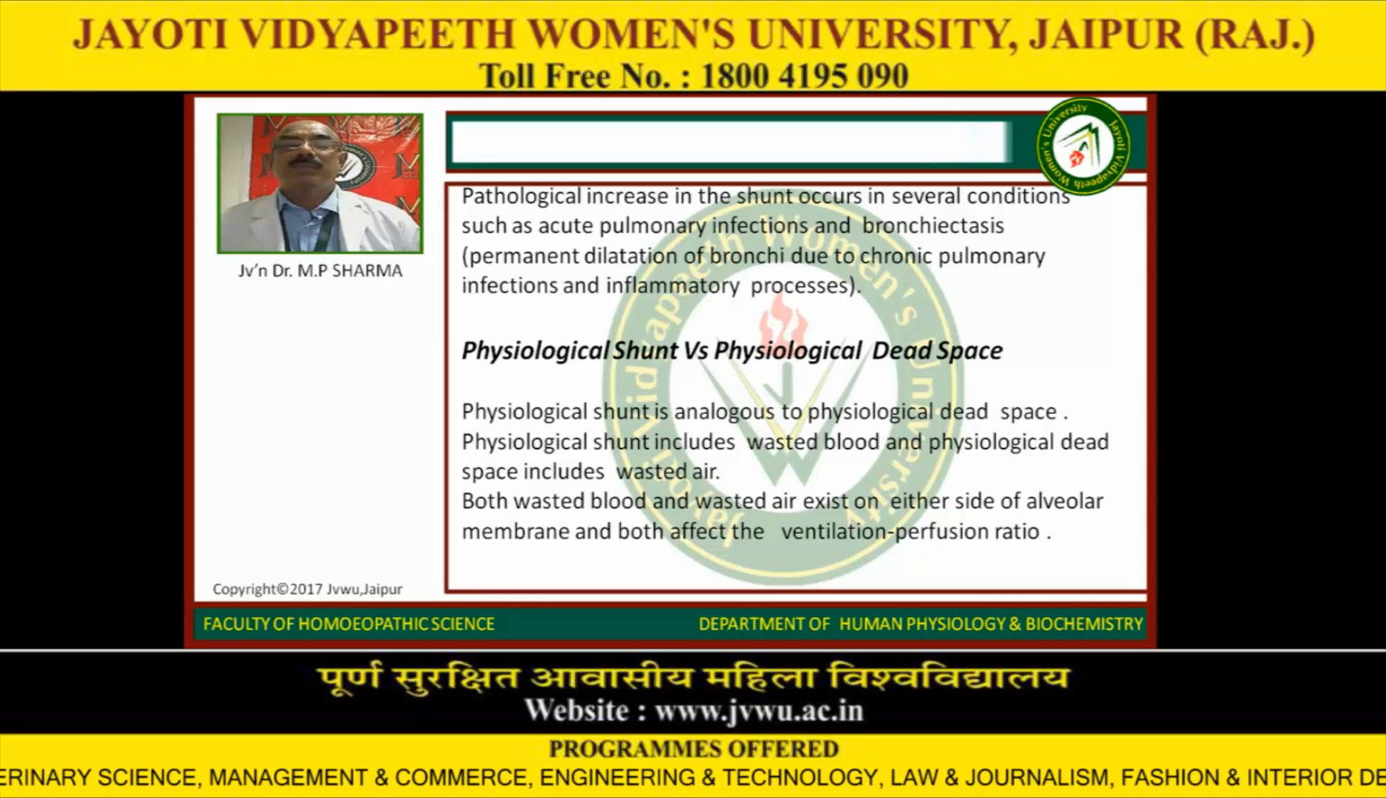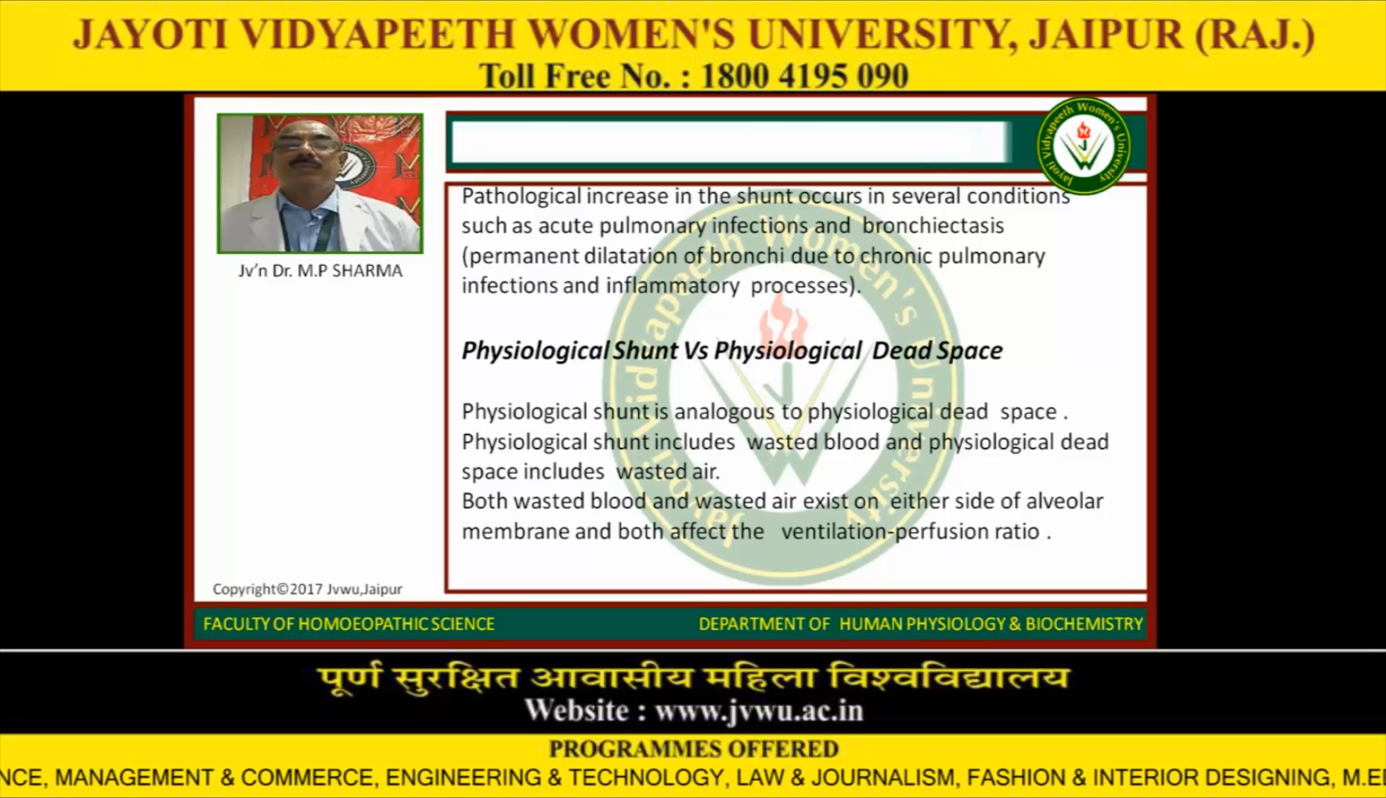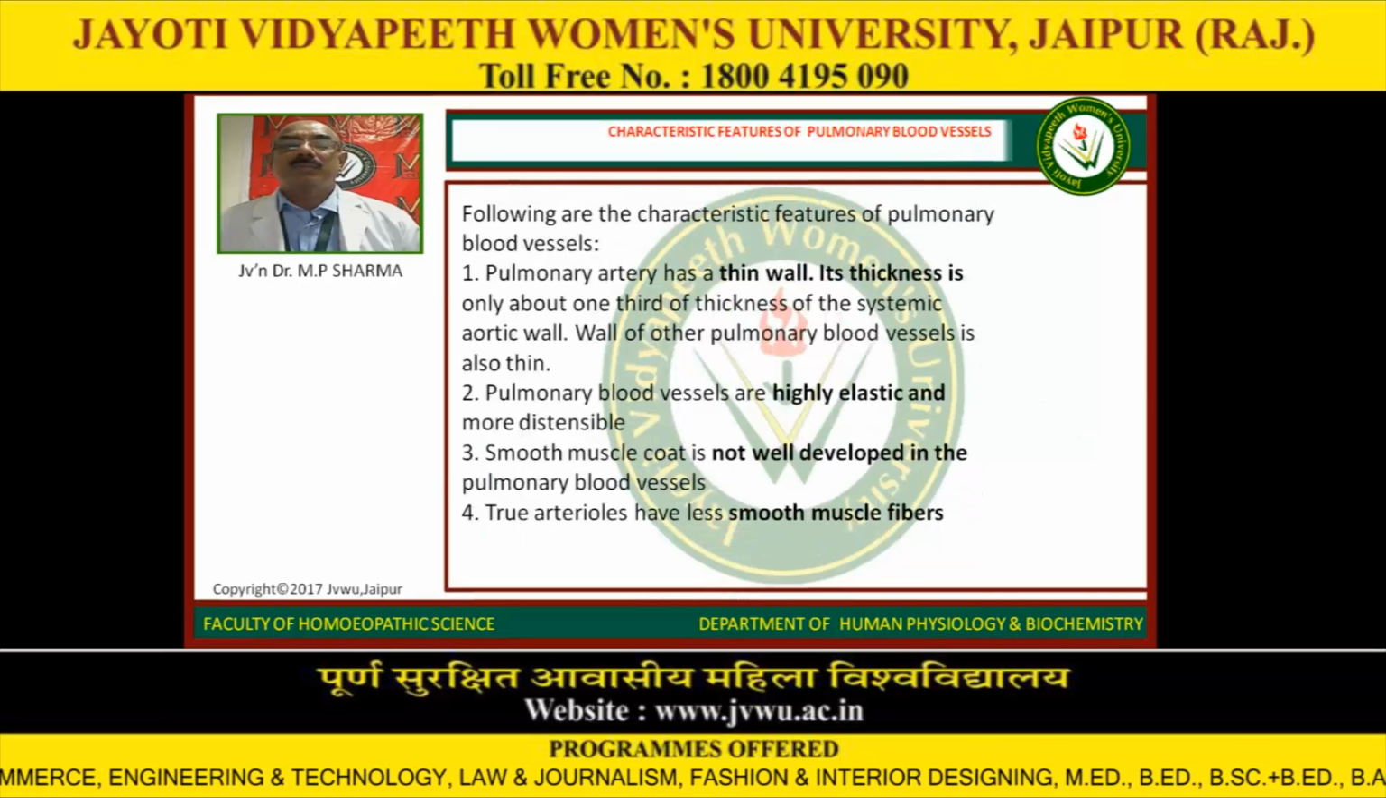Now, physiological shunt versus physiological dead space. Here we will discuss the physiological shunt versus physiological dead space. So physiological shunt is analogous to physiological dead space. Physiological shunt includes wasted blood and physiological dead space includes wasted air. Both wasted blood and wasted air exist on either side of the alveolar membrane and both affect the ventilation perfusion ratio.